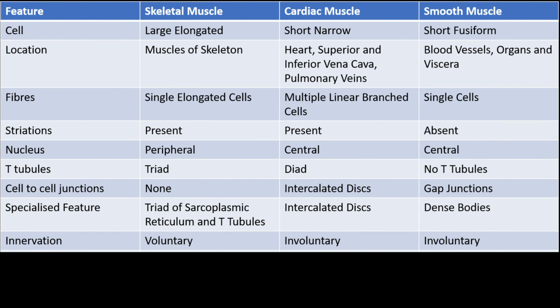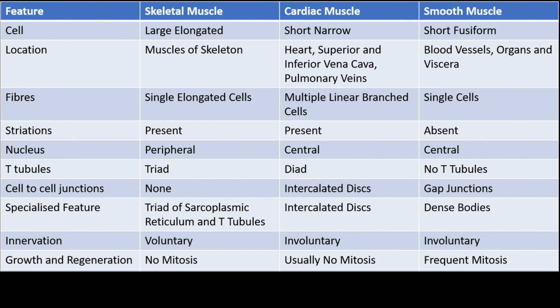The type of innervation of the skeletal muscles is voluntary. In cardiac muscles, the type of innervation is involuntary. In smooth muscles also, the type of innervation is involuntary. Talking about the growth and regeneration of the muscle cells, no mitosis is observed in the skeletal muscle cells. Usually no mitosis is observed in the cardiac muscle cells too, but frequent mitosis and regeneration is observed in the smooth muscle cells.